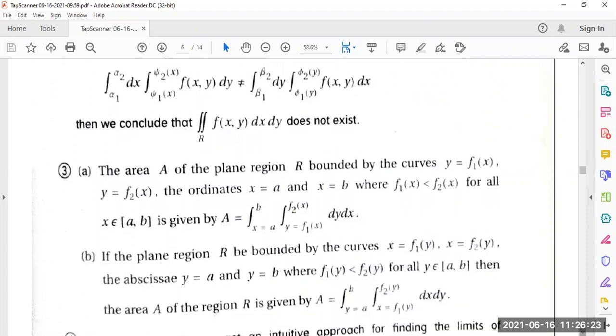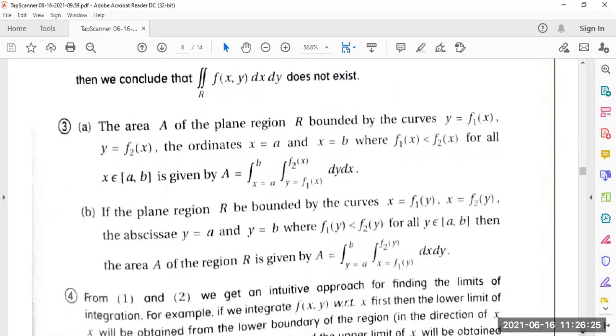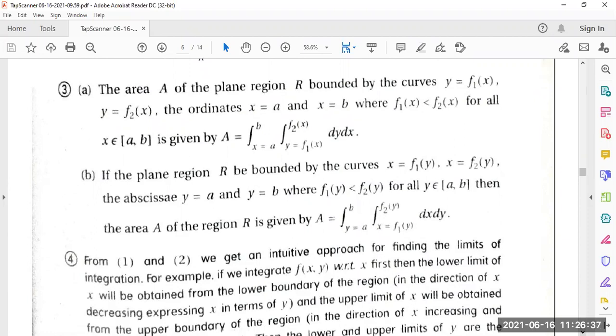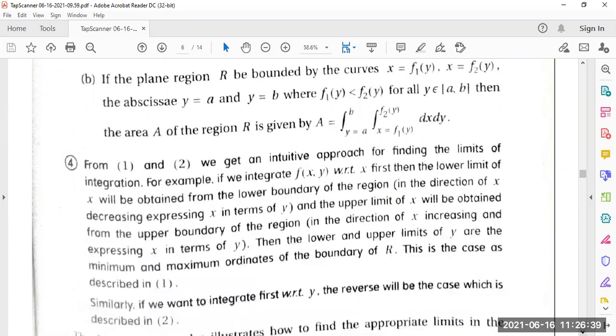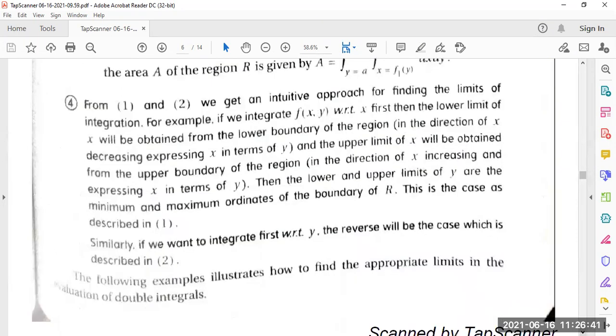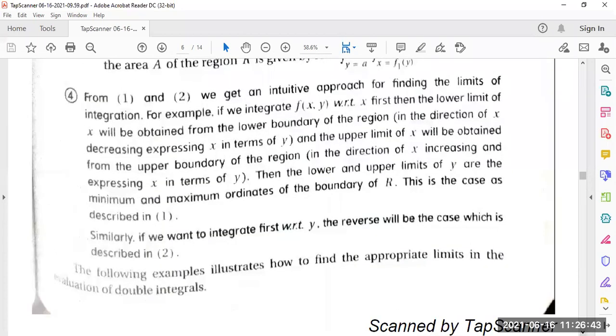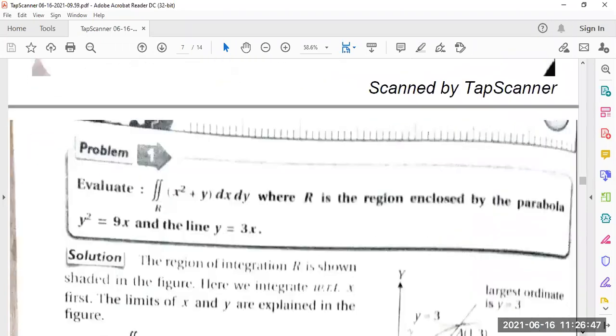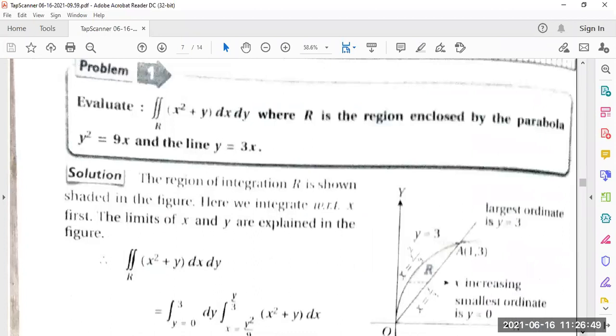The area A of a plane region bounded by the curves y equal to f1 x, y equal to f2 x, and the ordinates x equal to a, x equal to b, where f1 is less than f2 for all x belonging to a, b, is given by this. These are not very important things. These are only the theorem part, but it is required. It will be given to your LMS. You go through it.